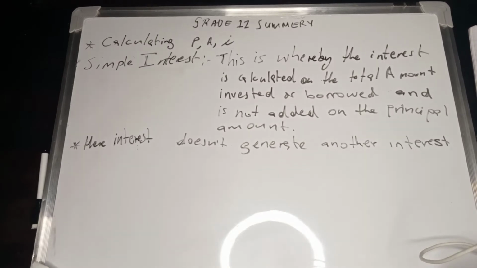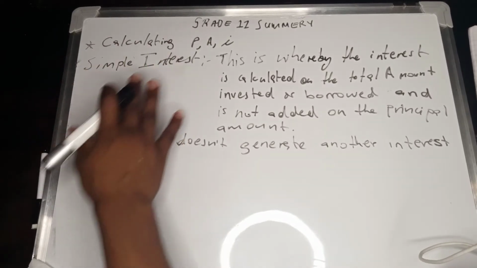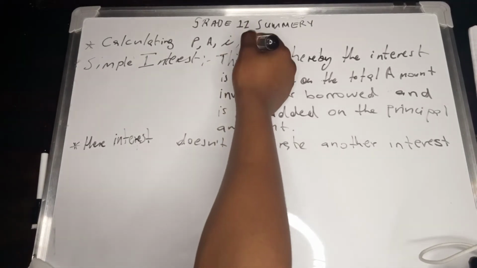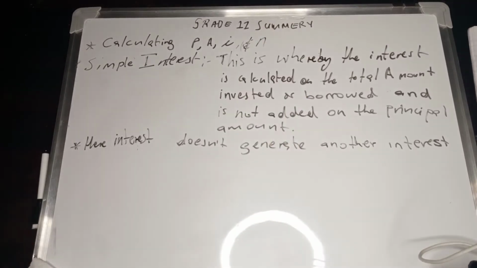So here we're gonna be calculating the value of P, the value of A, and also the value of I. The value of P, the value of A, the value of I, and we might be asked to also calculate the value of N, which we're going to define all those.